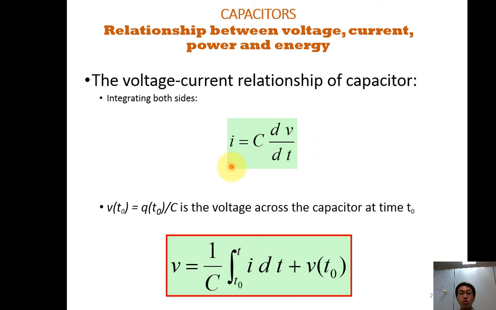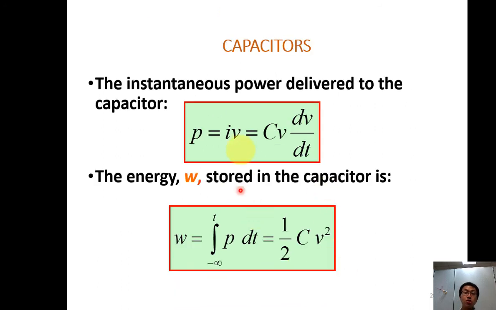We can also express this in the time domain, using V equals Q divided by C at the instantaneous time. Instantaneous means at that time: at 1 second, at 2 seconds, at 3 seconds. We can express the voltage across the capacitor in this form: V equals 1 over C, integral from time t0 to t of I dt, plus V at time t0.